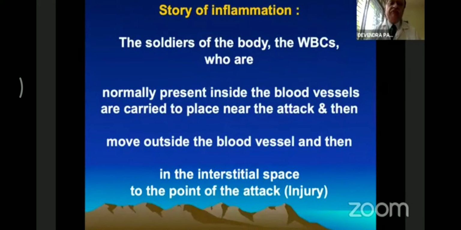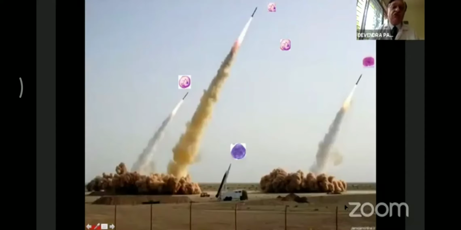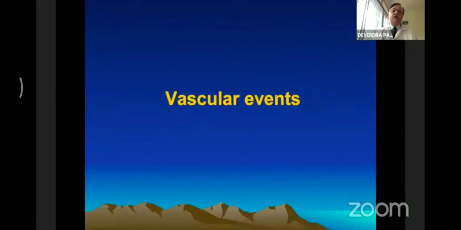Basically, in the mechanism of inflammation, what is the story? It is basically a battlefield in which the soldiers of the body, the WBCs, which are normally present inside the blood vessel, are carried by the bloodstream to the place where the attack has occurred. And from inside the blood vessel, they move out to the interstitial space, and in the interstitial space, they further travel according to chemotaxis to the place where that injury has actually occurred. Okay, so these are the soldiers of the body, the WBCs, being carried to the place where the injury has occurred.